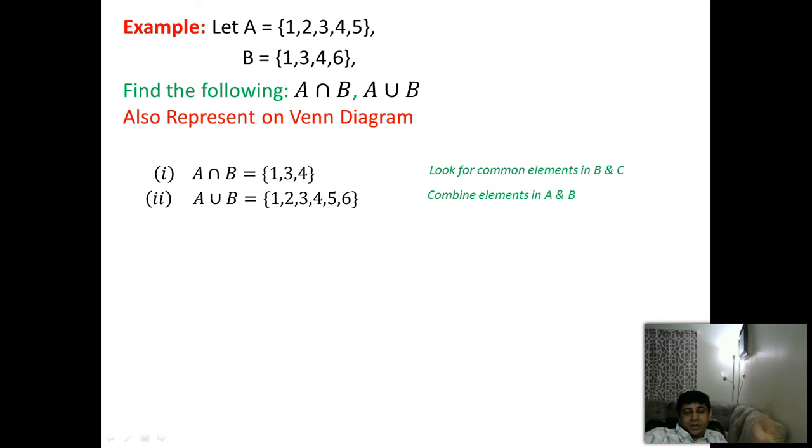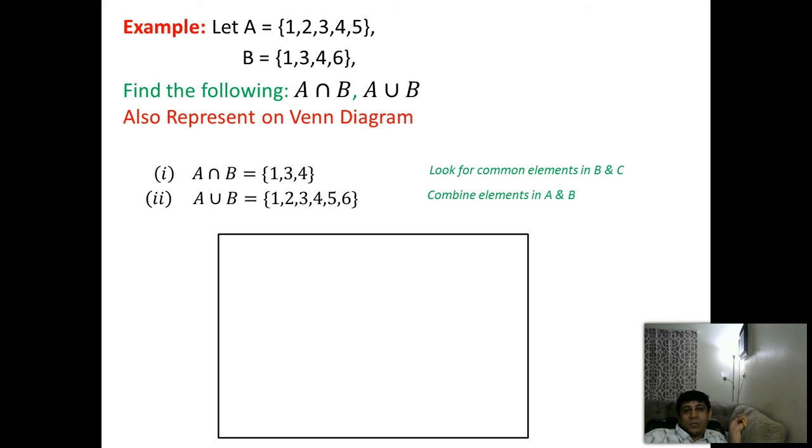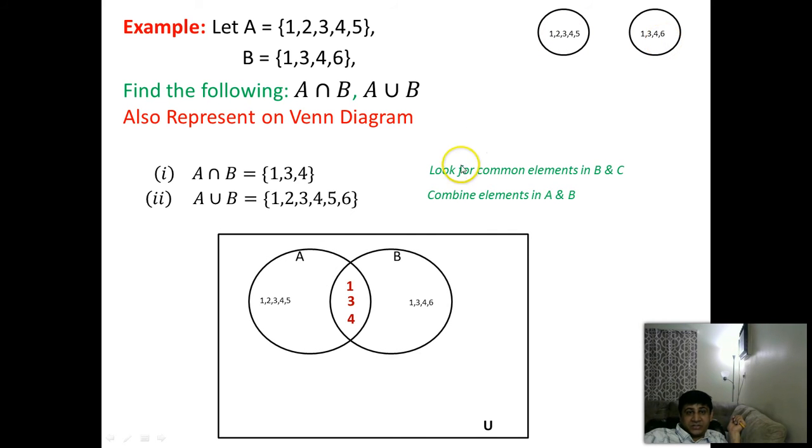Now let's look at a Venn diagram here. These are two sets given to us, set A and set B. The intersection will be the overlapping part, given by this region here, the set 1, 3, 4. Similarly, if you want the union, it will be the whole thing here.